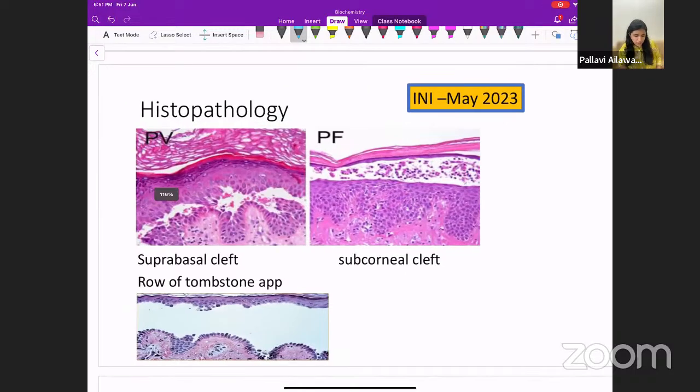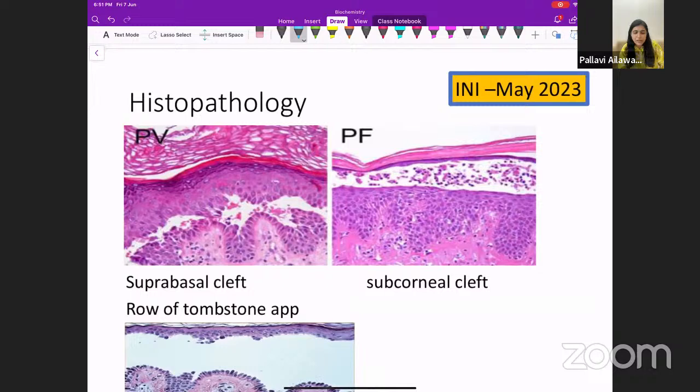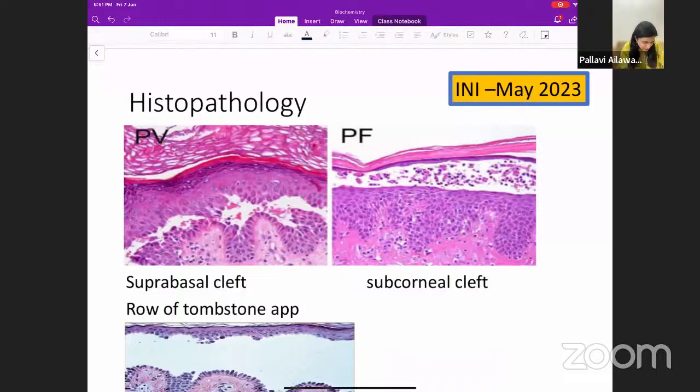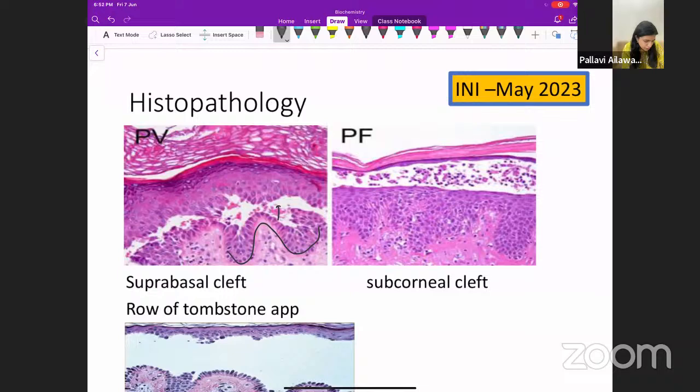Now, this is a question which has been asked in the INI May 23. This is a question that has been asked in NEET 2021. How to differentiate between the two types of pemphigus based on histopathology. So, this is an image of pemphigus. How do you know it's an image of pemphigus? Trace the basement membrane. So, when you trace the basement membrane here, you see that the split is within the epidermis. Now, when you see the split is within the epidermis, you know it is pemphigus.